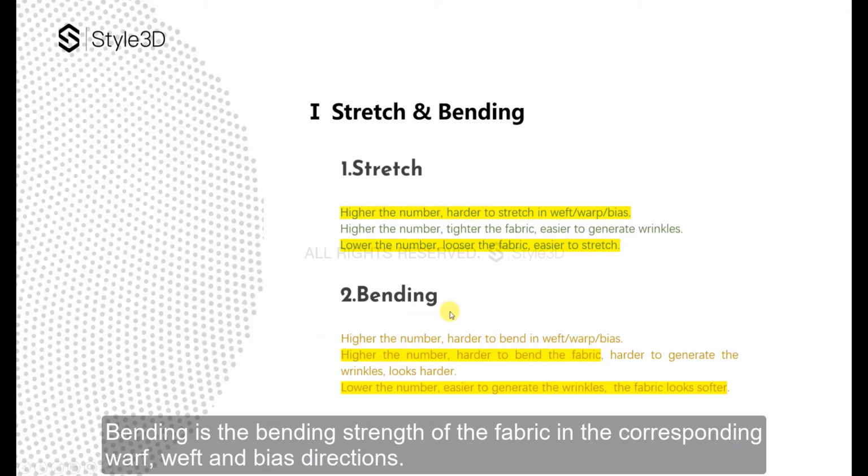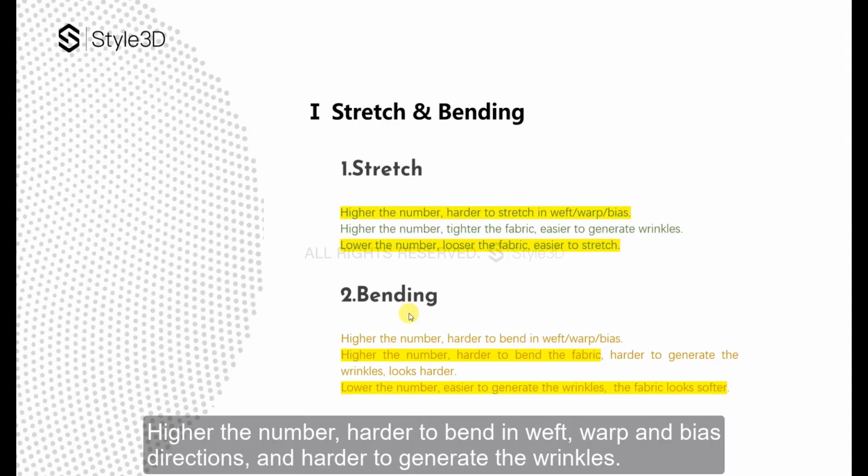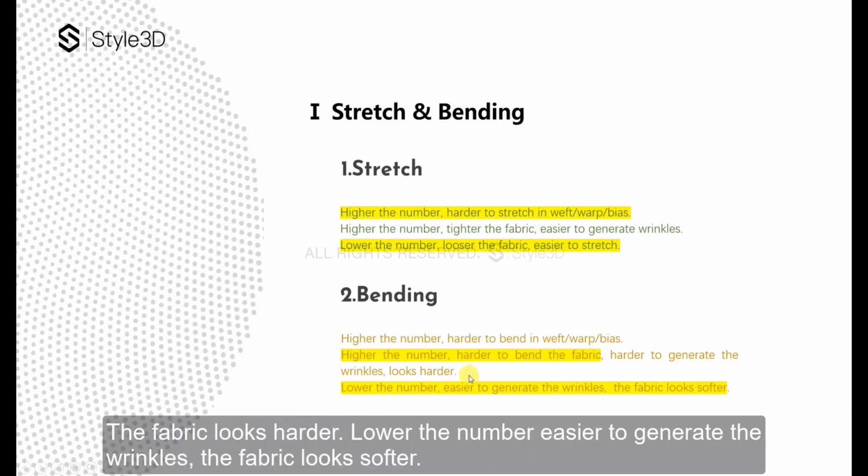Bending is the bending strength of the fabric in the corresponding warp, weft, and bias directions. Higher the number, harder to bend in weft, warp, and bias directions and harder to generate the wrinkles, the fabric looks harder. Lower the number, easier to generate the wrinkles, the fabric looks softer.